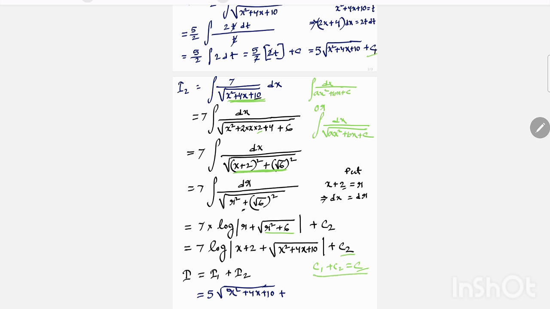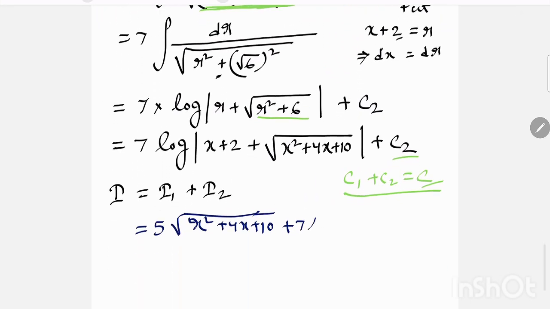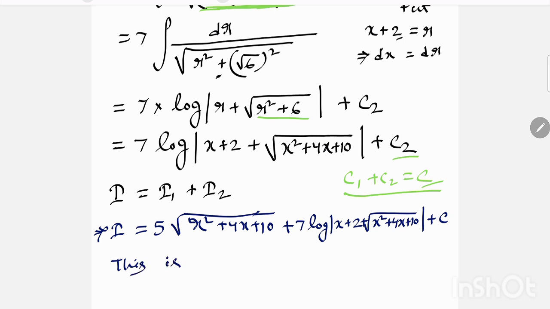Now, put the value of I2, so it is 7 log of x plus 2 plus root over x square plus 4x plus 10, plus c1 plus c2, which I have taken as c. So this is your answer, this is your required value. In this way you will solve this type of question.